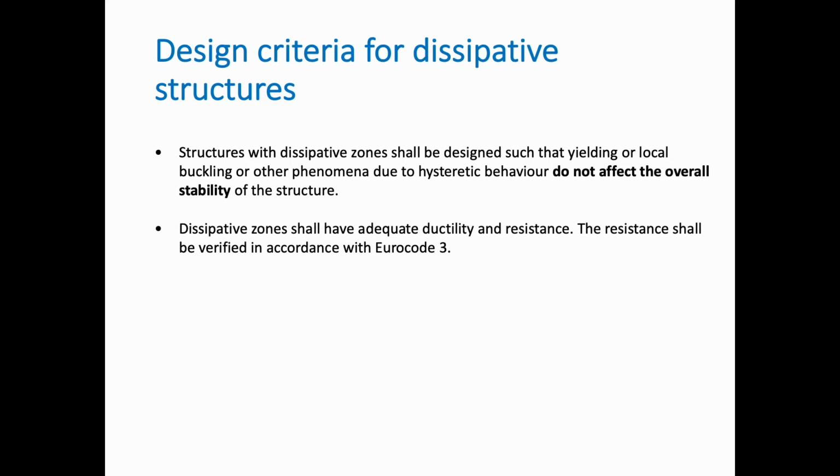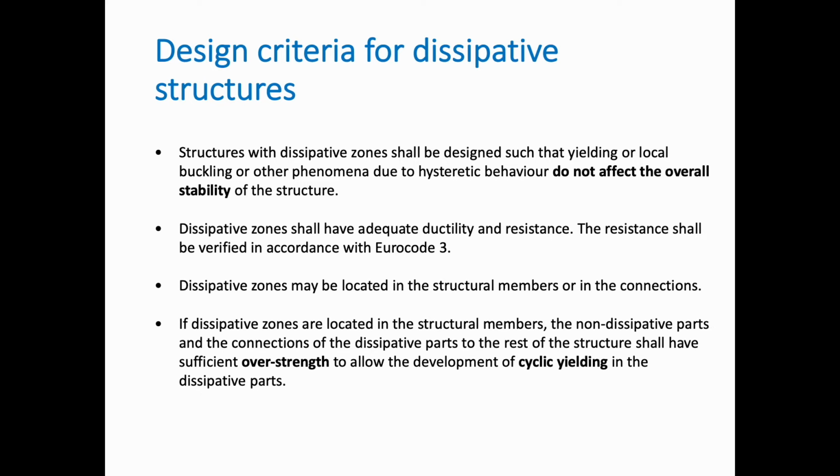The dissipative zones shall have adequate ductility and resistance, and the resistance shall be verified in accordance with Eurocode 3. Dissipative zones may be located in the structural members or in the connections, as we saw before, ideally in some brace members, otherwise they will go to beams, and or in the connections so long as they are designed for that.